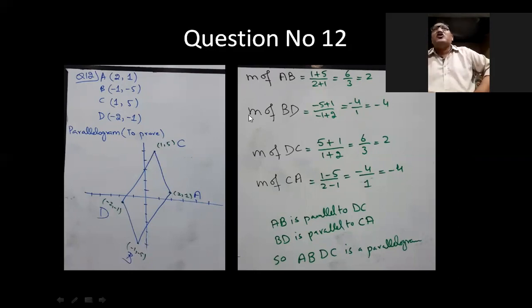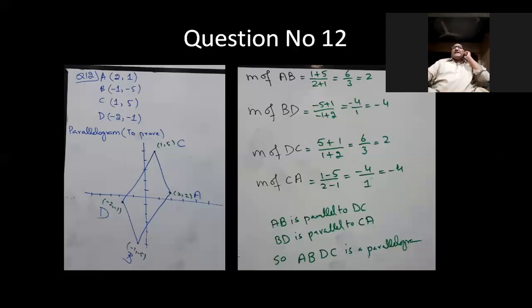Okay, so in the parallelogram, you know, there are 2 characteristics. The one characteristic is that the opposite sides have the same gradient and the opposite sides also have the same length. So here I'm going to prove that these are the vertices of a parallelogram by simply showing that the opposite sides are parallel to each other. If the opposite sides have the same gradient, that will show that they are parallel to each other. So for that purpose, I will find the gradient of the AB, the gradient of the BD, the gradient of the DC, and then the gradient of the CA.